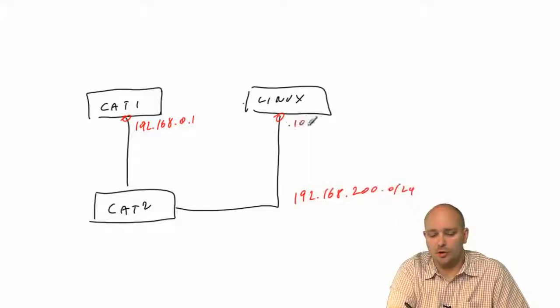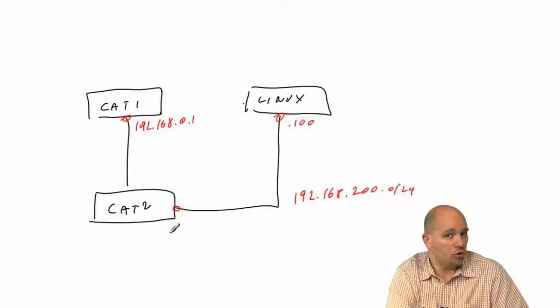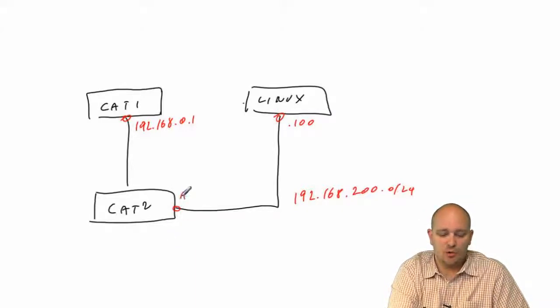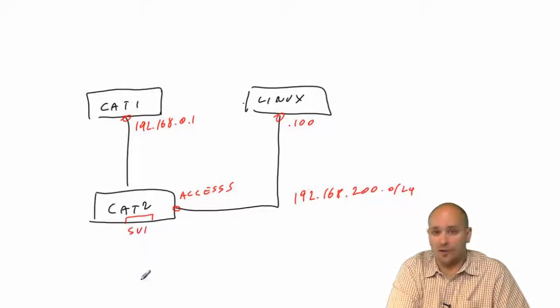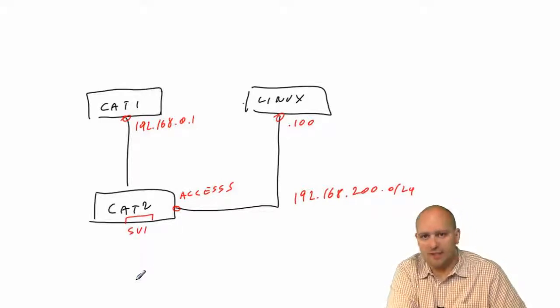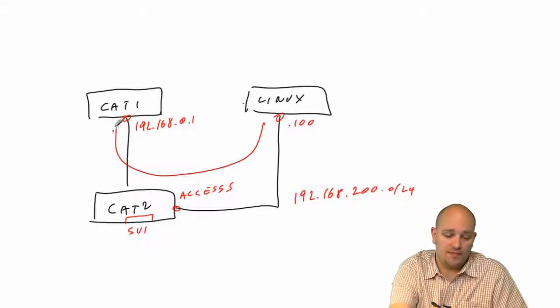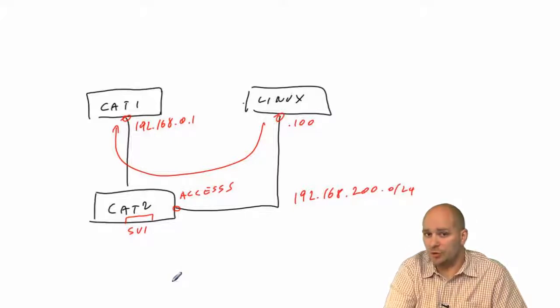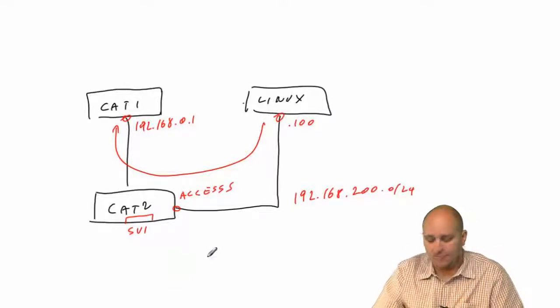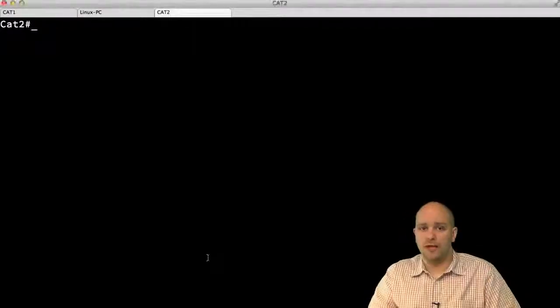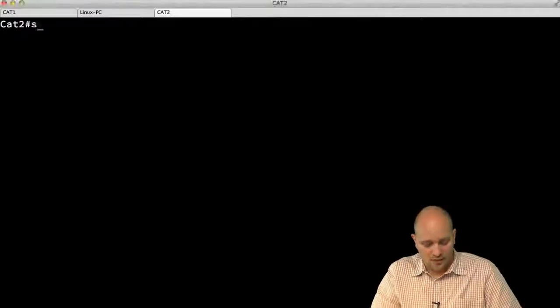So this is going to be .100, but this interface here, this time around, I'm not going to configure as a layer 3 interface. What I'm going to do here is configure this as an access port, and then I'm going to configure that virtual interface that I called the SVI on cat2. And then I'm going to use this SVI interface to actually pass this traffic from my Linux box to cat1. Let's configure that.